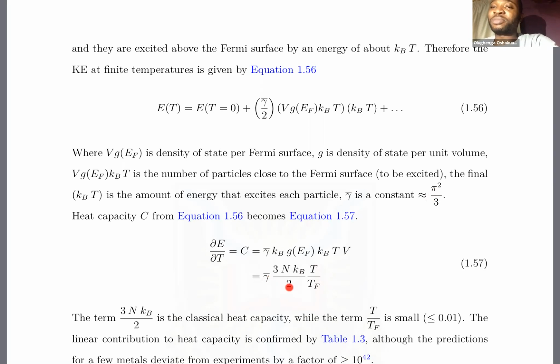But this is not the main difference. The main difference here is T over T_F, which is about 0.01. It's very small. And that says that the specific heat capacity of monatomic gases is about 100 times greater than the specific heat capacity of electrons. So this is like saying that Drude overestimated the specific heat capacity of electrons by a factor of 100.